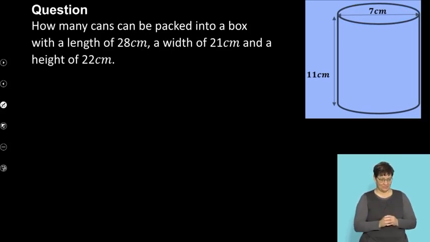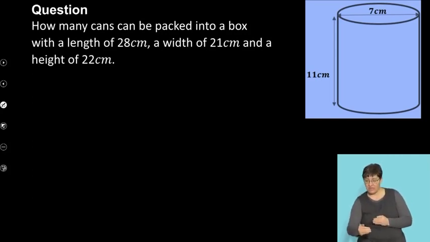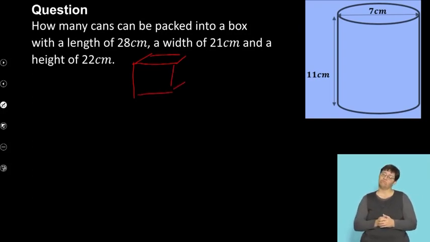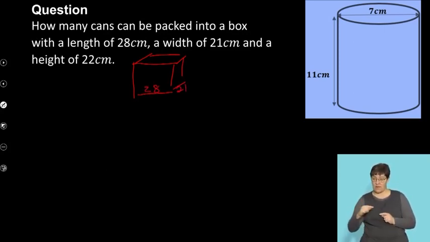Great, everyone. So the second part of this question, I'm just going to repeat it again for us. How many cans can be packed into a box with a length of 28 centimeters, a width of 21 centimeters, and a height of 22 centimeters. So before we actually start with this example, I'm going to ask us to actually imagine this box, and we are going to think about the dimensions of it. So we've got a length of 28, we've got a width of 21, and we have a height of 22.